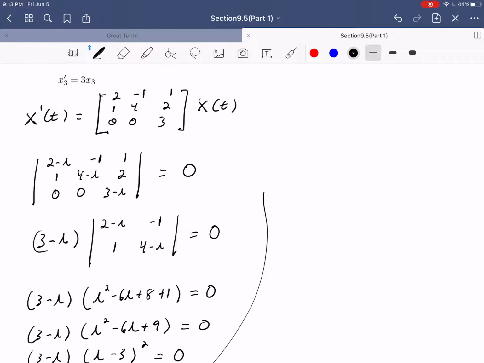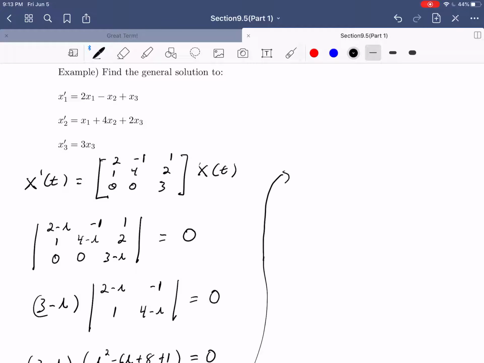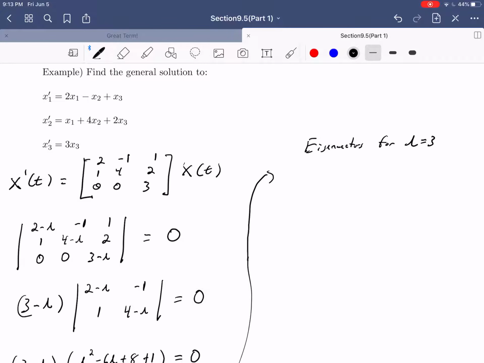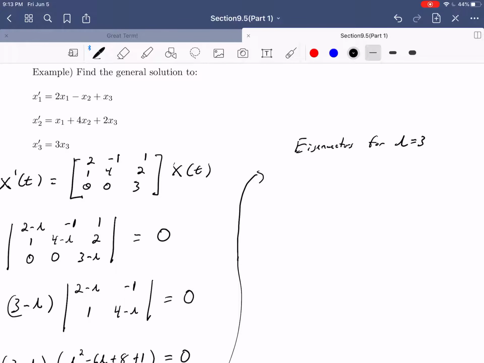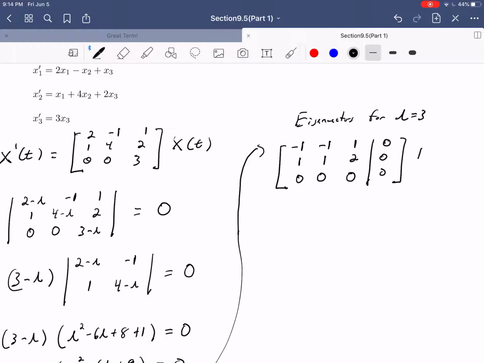So we'll pull this over here. We'll look at the eigenvectors for λ = 3. We've got to get our A - λI, which means subtracting 3 off the diagonal. So we'll get [-1, -1, 1; 1, 1, 2; 0, 0, 0], and we'll augment that with 0, 0, 0. We can start to solve this pretty easily by replacing row 2 with row 2 plus row 1. So we get -1, 1, and then 0.